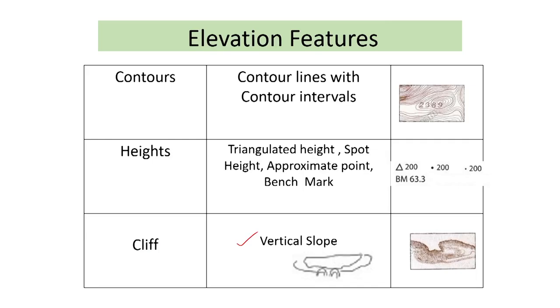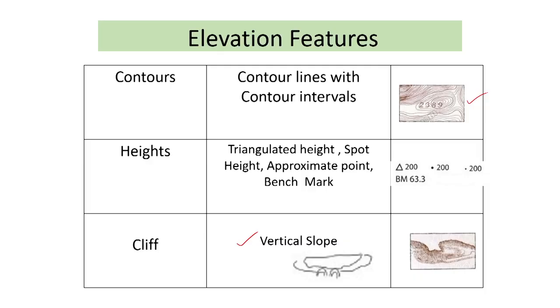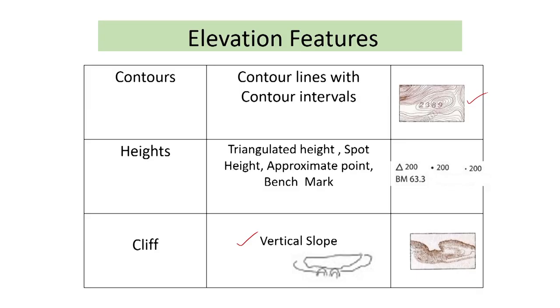Next, related to elevation features. Contour lines will always be in brown color and the value of elevation will be written in the middle of the contour line and also in the intra marginal area, at the edge of the contour line. The main purpose of the contour line is showing the elevation. Other than that, there are some conventional signs to represent the elevation. They are called triangulated height, spot height, approximate point height and benchmarks.